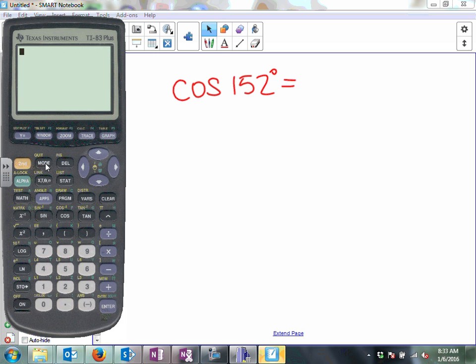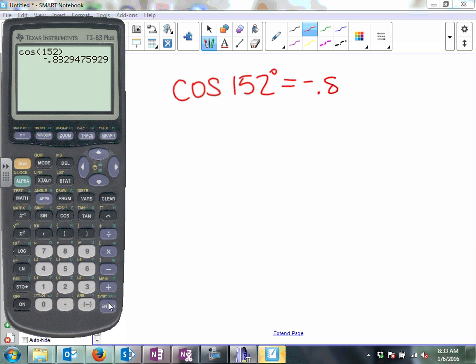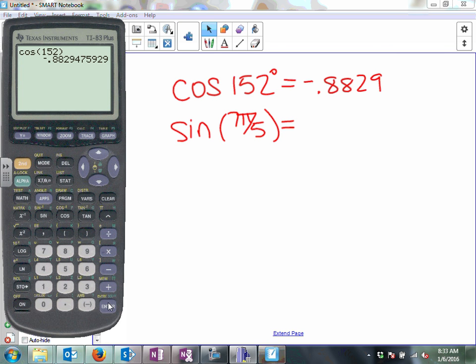And what do we do for cosine of 152 degrees? All we have to do is type it in. Okay? Please be careful. On your quiz and on your test, on the calculator portion, I'm going to ask you to evaluate trig functions. And you have to pay attention to whether it's degrees or radians.